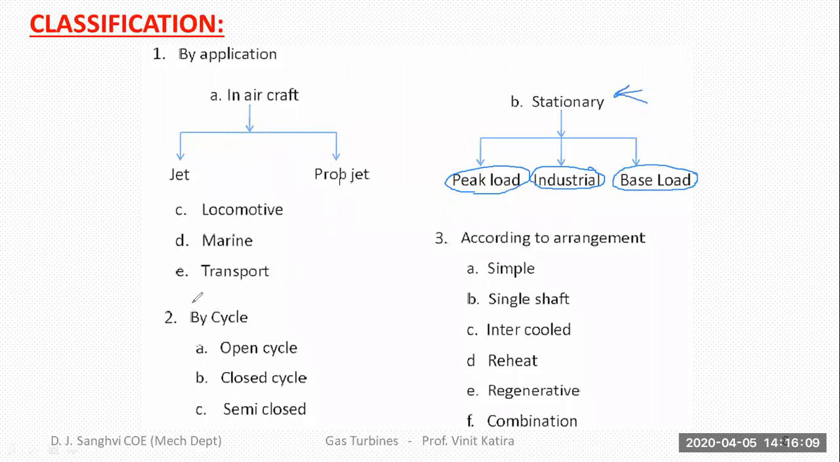We can also classify according to the cycle. We can have open cycle gas turbine power plant, which is more commonly used. Okay, we can have a closed cycle. This is not very common. We'll come to the details why the open cycle is more common. And you can also classify according to the arrangements. You can have a simple gas turbine power plant, single shaft, intercooled, reheat, regenerative, and combination of these.